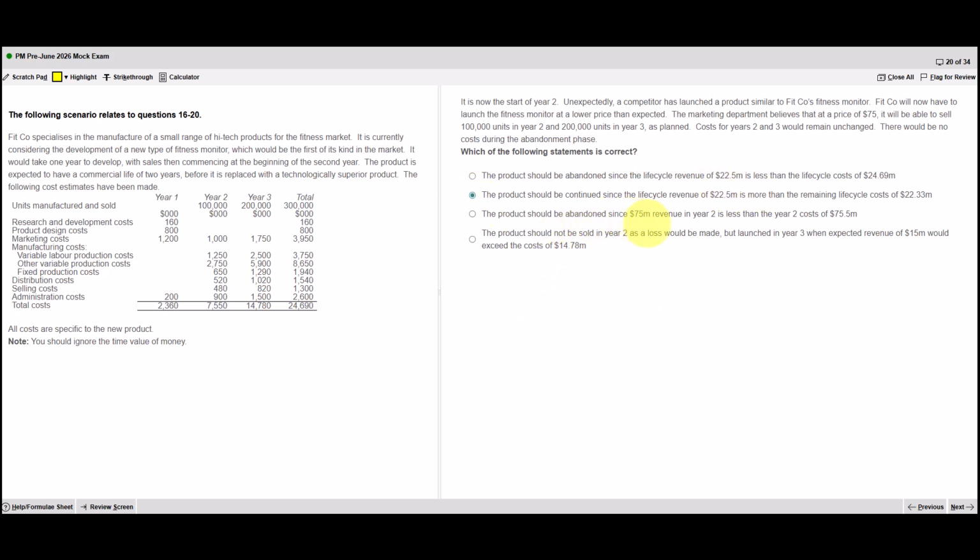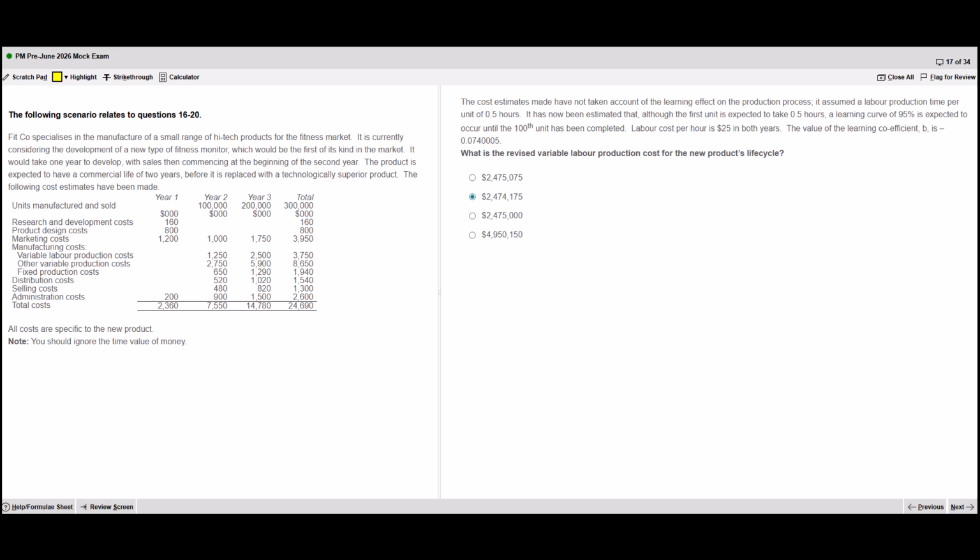The product should be abandoned since 75 million revenue in year 2 is less than the year 2 costs. No, that's not the way it works. That's why we look at the whole life cycle, because although the revenue may be less in year 2, it will be more in year 3, so that will make up for that. Should not be sold in year 2 as a loss will be made, but launched in year 3 when expected revenue of 15 million would exceed costs. Well, that wouldn't be a good approach because what would actually happen is the competitor would take over the market and these year 3 predictions would be wrong because year 3 would build on what's happened in year 2. So that's the correct answer.